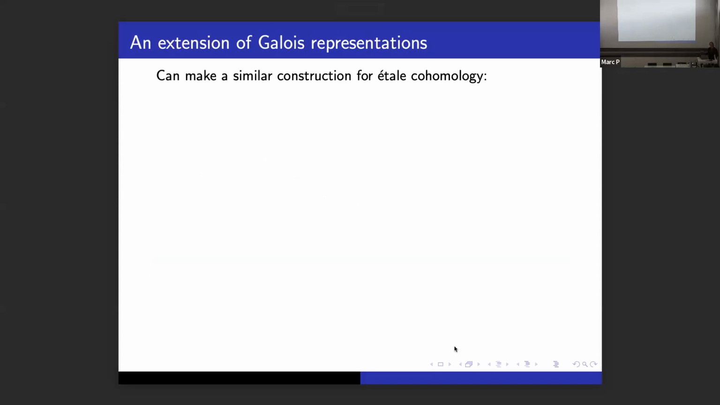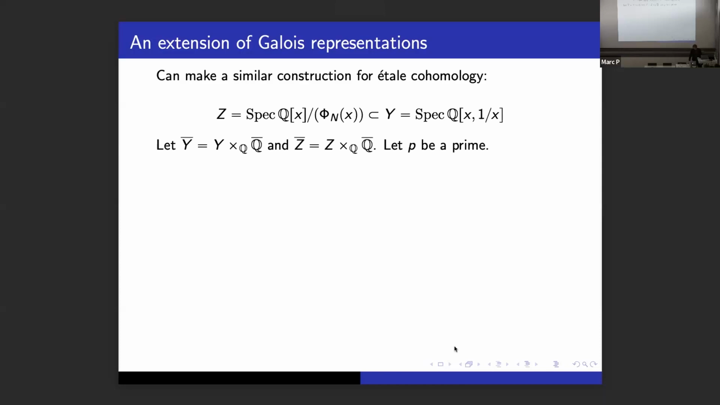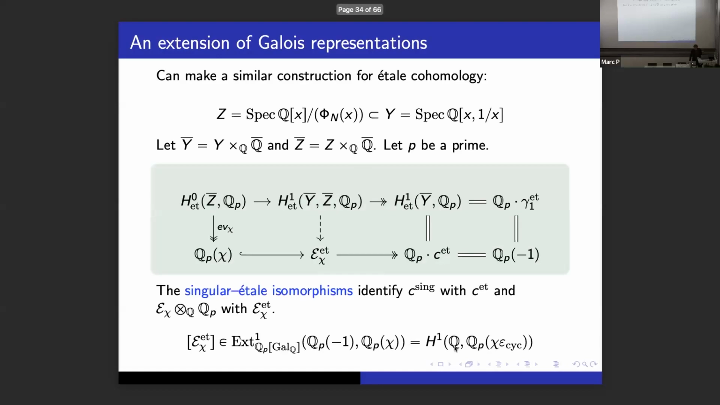I went through that long elementary case just because I want to say that that's the template for a large number of similar extensions and constructions. For instance, we can replace singular cohomology with étale cohomology. In our particular case, here are the underlying algebraic varieties. I'm going to use the overbar to denote their extension to the algebraic closure of Q. We can look at the étale cohomology. We can make exactly the same construction.